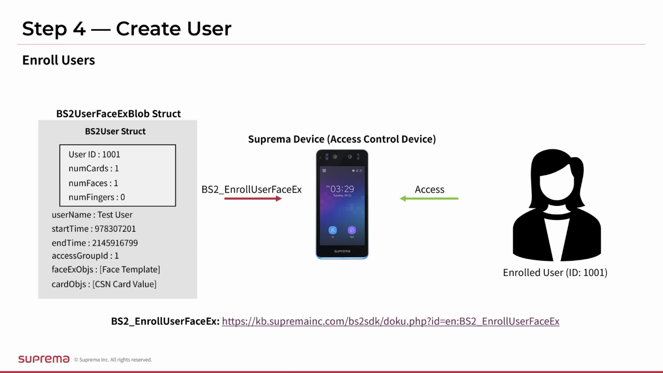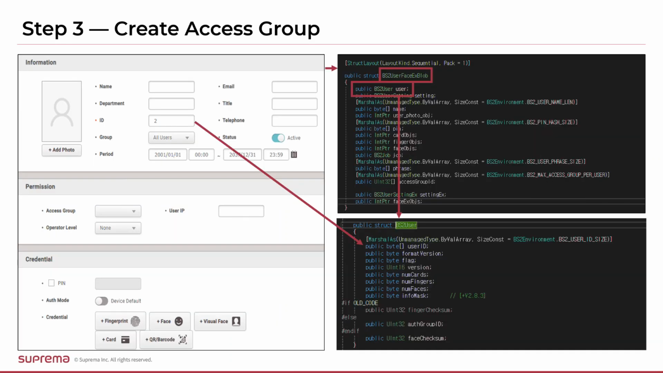The user can authenticate and access the permitted doors. Let's compare the BioStar 2 UI with the SDK structs one more time. On the left is the user information screen in BioStar 2. You can view fields such as name, user ID, and group, and in the permission section, you assign the access group. At the bottom, there's a credential section for adding credentials.